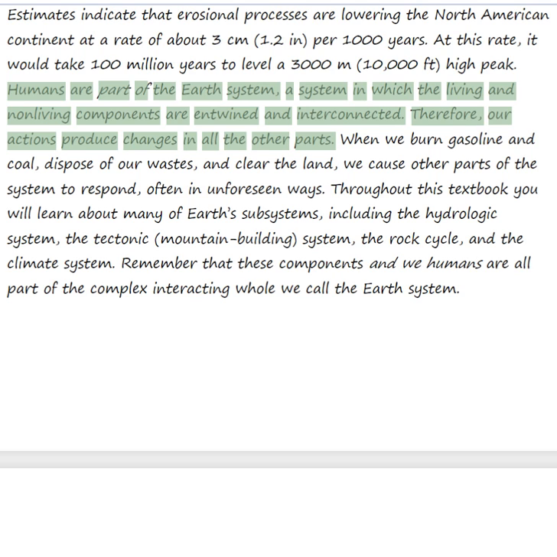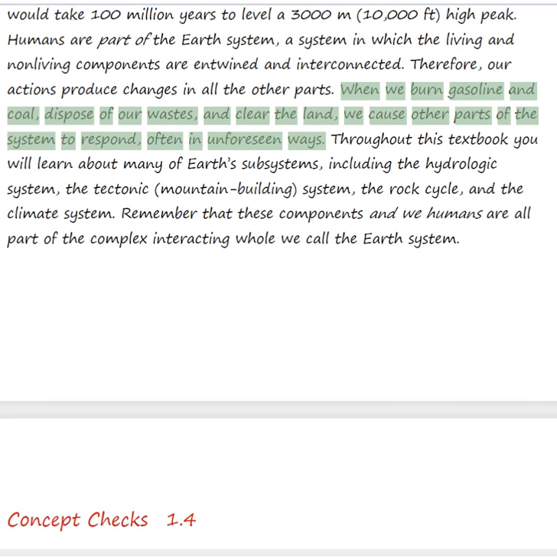Humans are part of the Earth system, a system in which the living and non-living components are entwined and interconnected. Therefore, our actions produce changes in all the other parts. When we burn gasoline and coal, dispose of our wastes, and clear the land, we cause other parts of the system to respond, often in unforeseen ways.